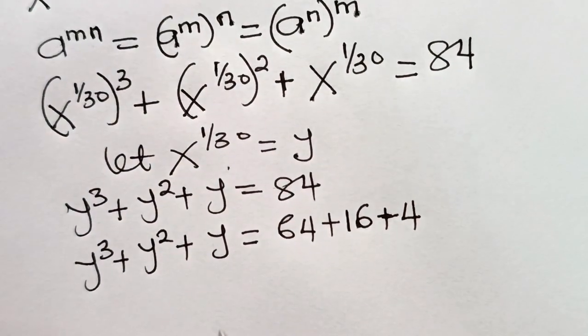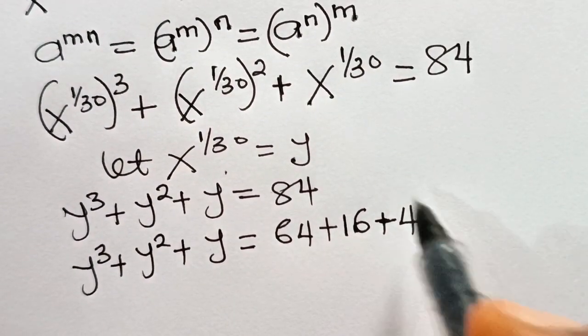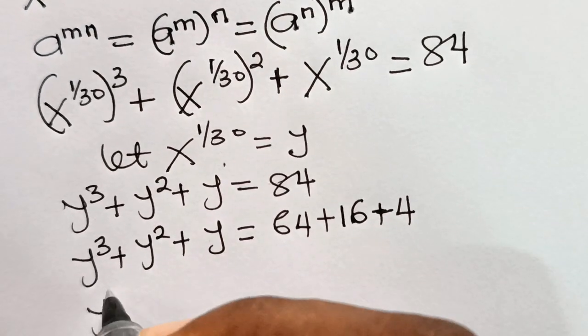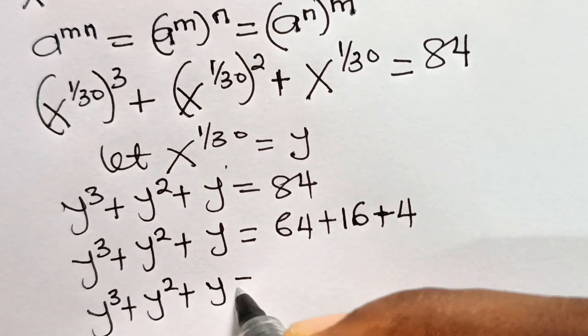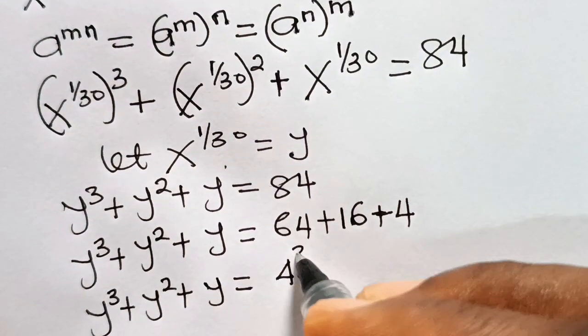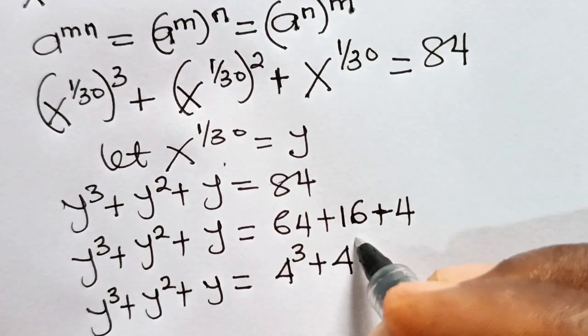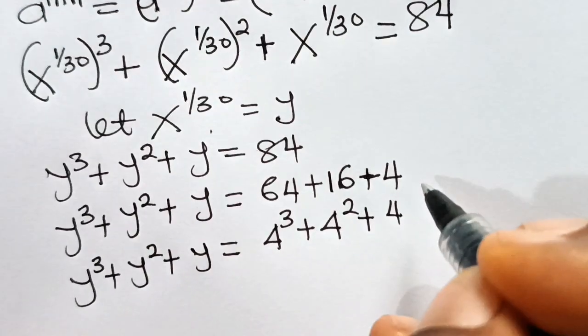All right? Now, let us transfer everything to this side. So we have y to the power of 3 plus y to the power of 2 plus y is equal to, let's write this as 4 to the power of 3 first, 4 to the power of 2 and 4. All right.